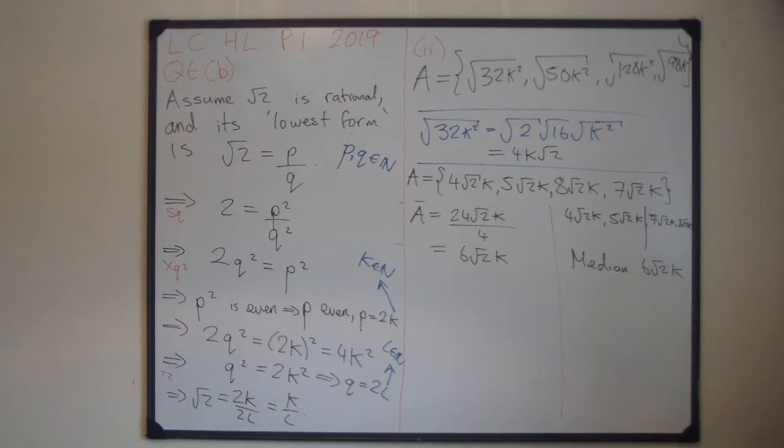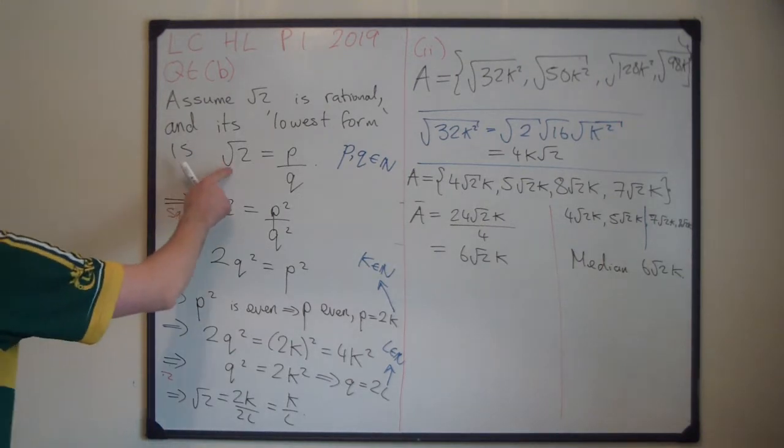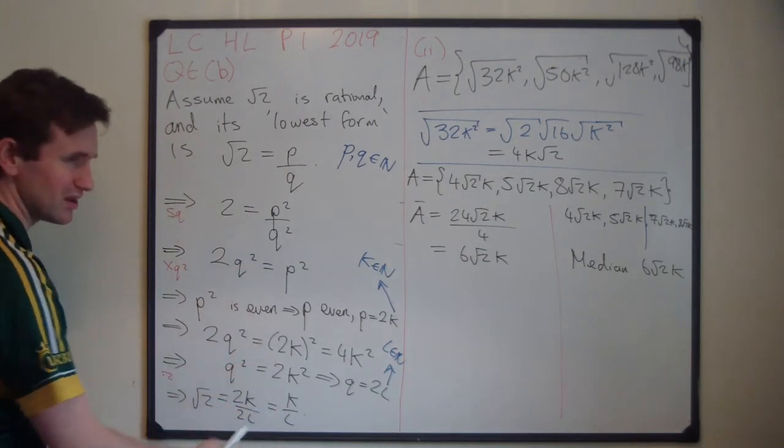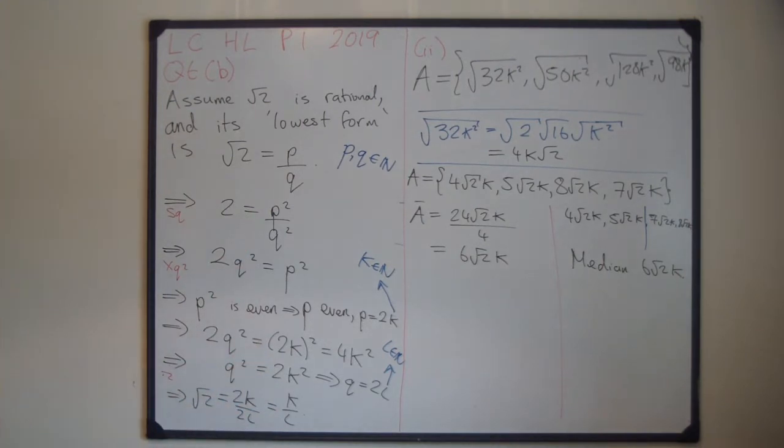Because actually what you can do is you can keep doing this forever and ever. So if root 2 has no lowest form, well, that's nonsense. That's the nonsense. So if you assume that root 2 can be written as a fraction, you get that it is a fraction that does not have a lowest form.